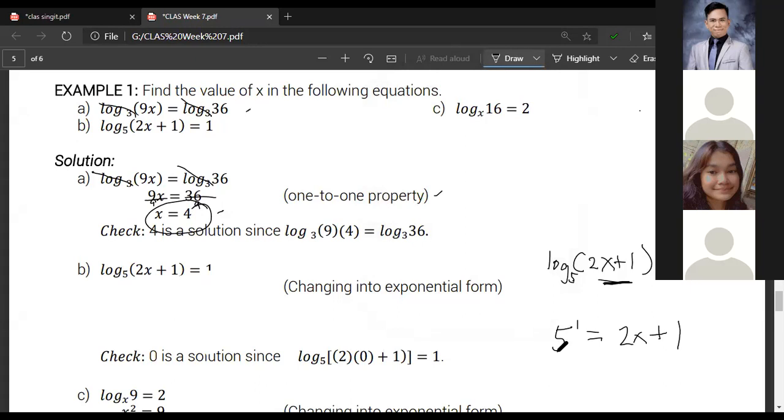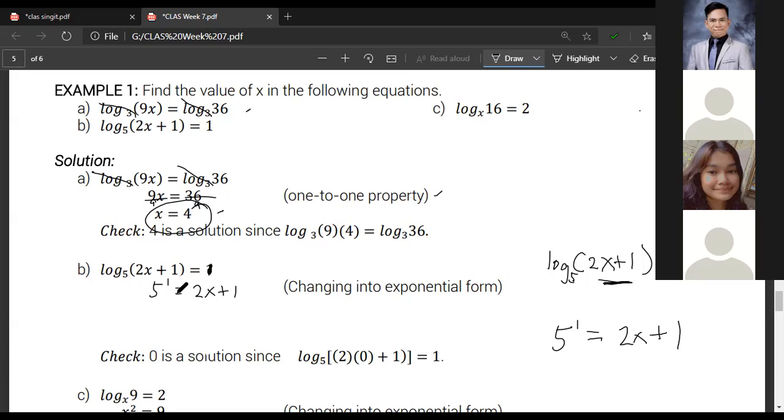So, nakuha ako na 5 raised to 1 is equal to 2x plus 1. I-rewrite na natin siya into exponential form. 5 is the base, so ang exponent natin is yung 1. Lalaktawan natin gitna, di ba? Equals 2x plus 1.